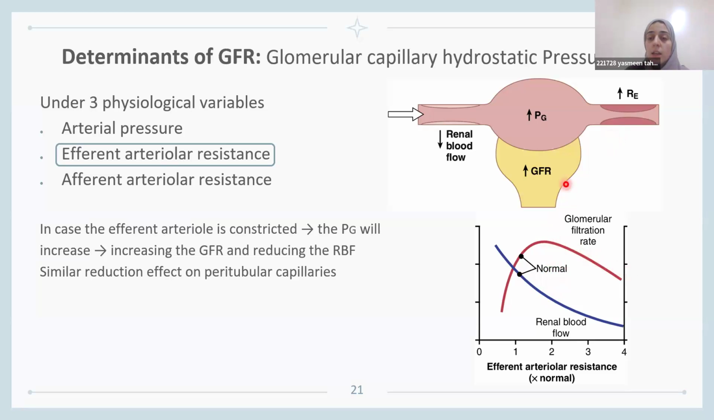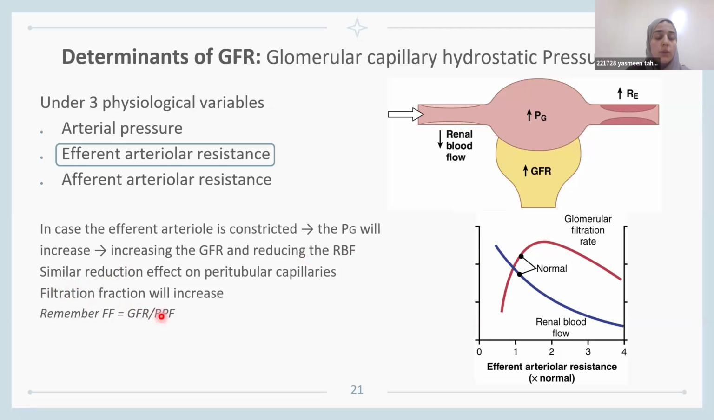So this effect has a certain point it can reach, and then it starts having a negative effect on the glomerular filtration rate. This is because the renal blood flow will be so compromised that it cannot achieve a normal plasma concentration here, and thus will of course have a negative effect on the glomerular filtration rate.